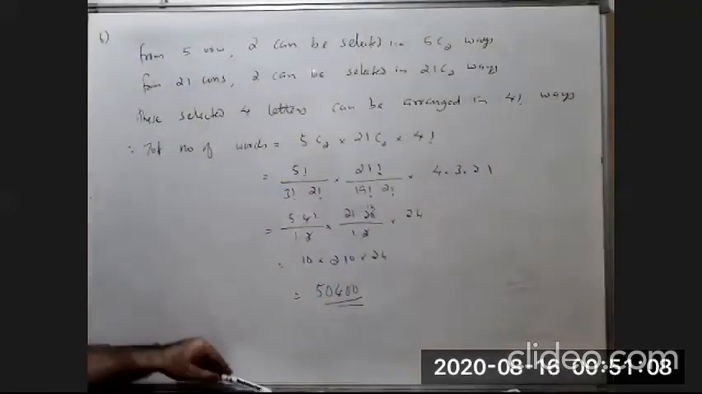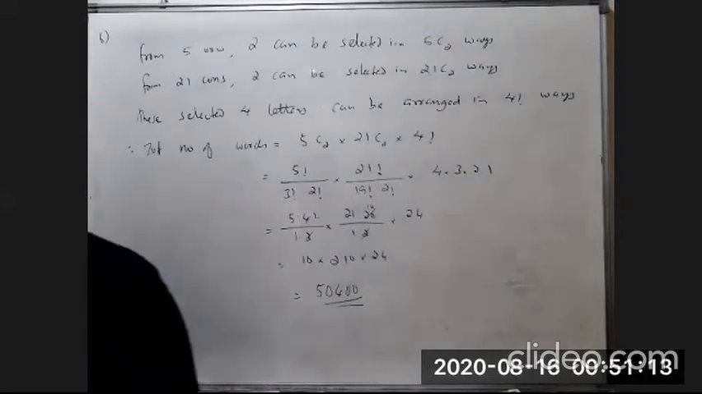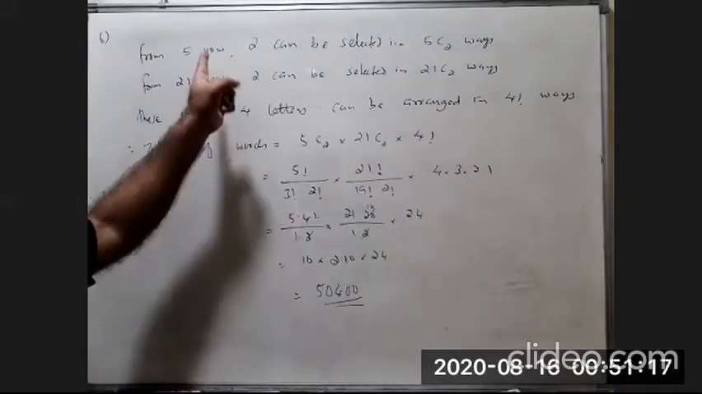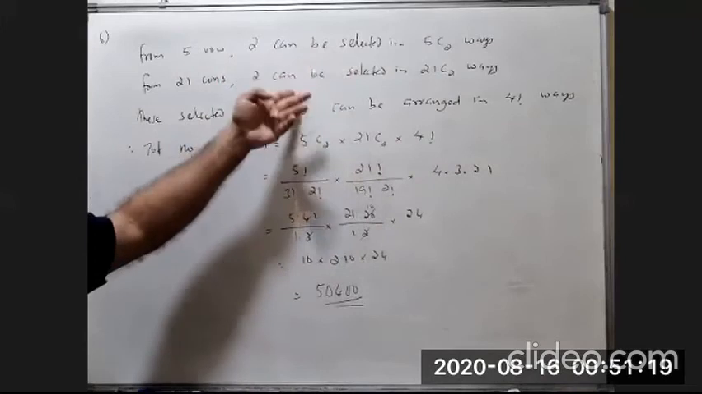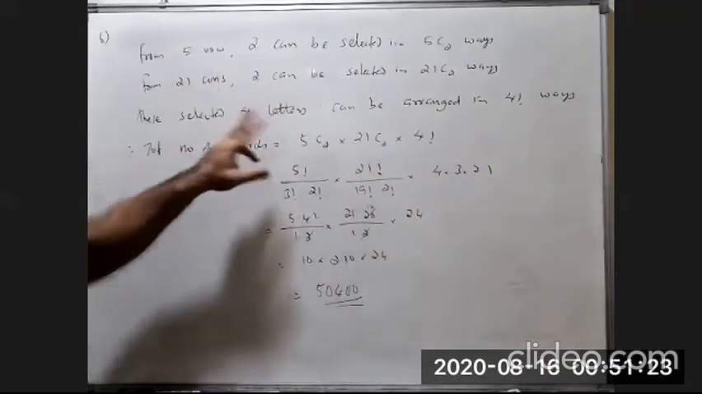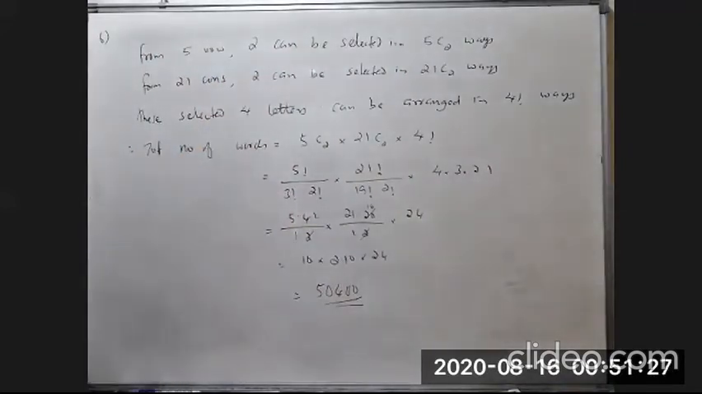See the next question also. It's also based on permutations as well as combinations. Such questions are good questions. First is selection. 2 consonants and 2 vowels are selected. So it is combination. Then the selected 4 letters are arranged. So it is permutation.